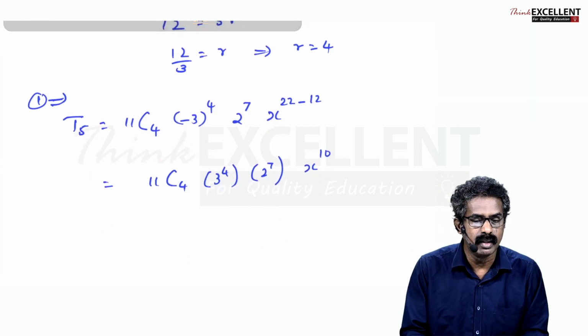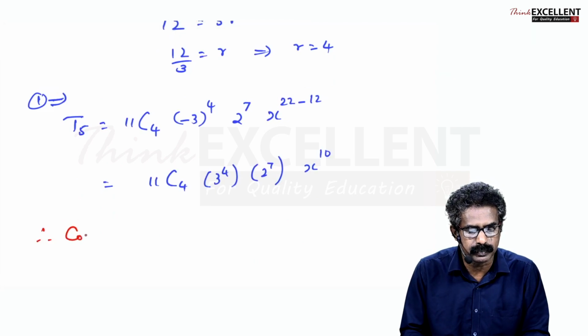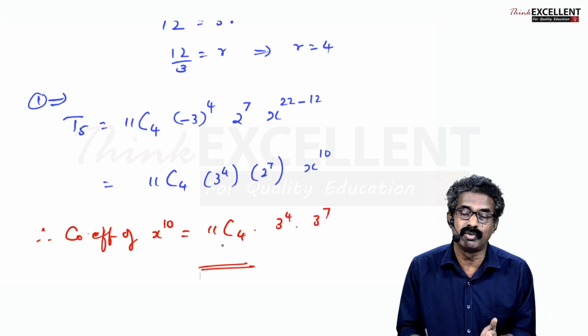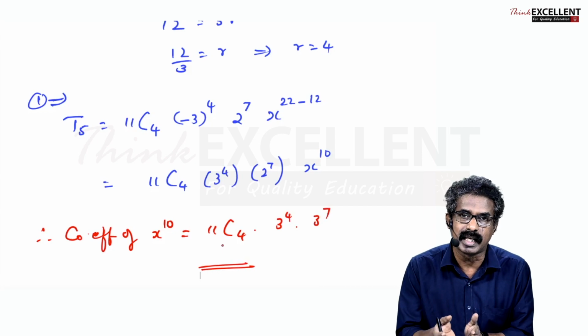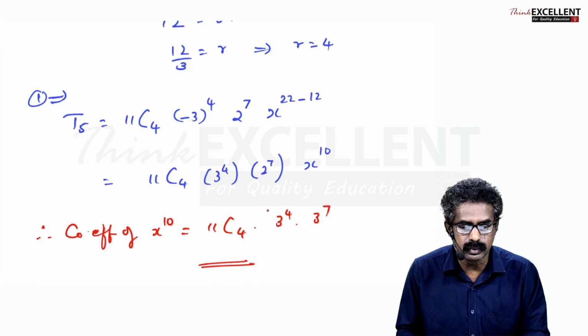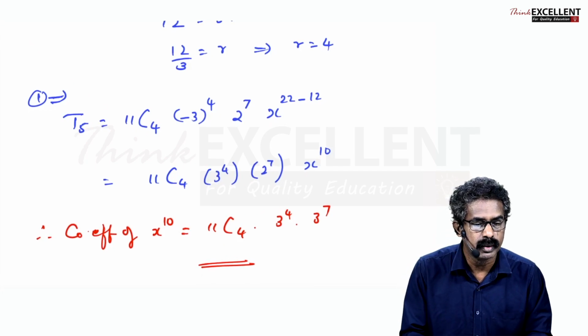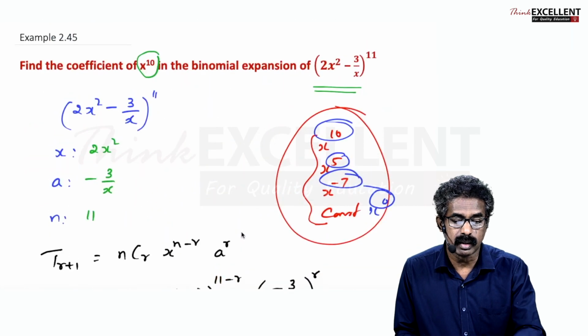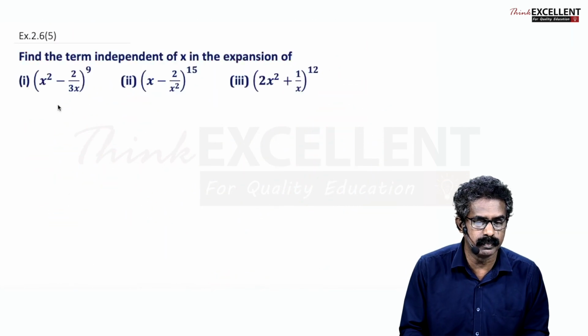Therefore, the coefficient of x raised to 10 is equal to 11C4 into 3 raised to 4 into 2 raised to 7. You can leave it. You know how to calculate it. 11C4 means 11 into 10 into 9 into 8 by 1 into 2 into 3 into 4, then 3 raised to 4 into 2 raised to 7. It is a lot of calculation, so just leave it like this.